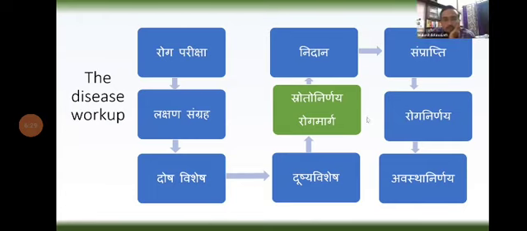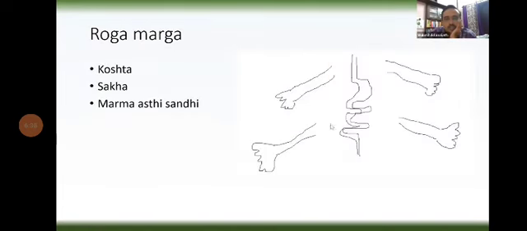Okay, can I go forward? So next let us see the Roga Marga or Srotas that is involved, and how to identify it. Whenever we ask the students to draw the Roga Margas, this is the picture that they usually draw. Yes or no? If it is yes, put a y, or if it is no, put n in the chat box. Whenever we think about Koshta and Shakha, this is the picture that comes to our mind. This is the Koshta and these are the Shakhas.